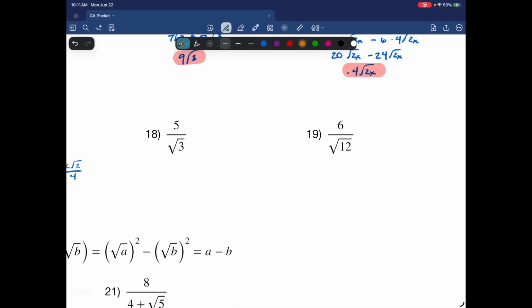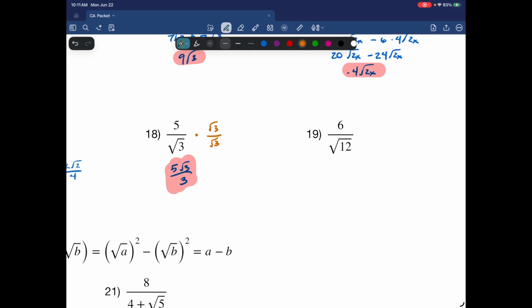On 18, I'm going to multiply by the square root of 3 on top and the bottom. And I'll do that because I'm essentially multiplying by 1. And when you multiply anything by 1, it's itself. So you got 5 square root of 3 over 3. And there's nothing left to do. You can't simplify that any further. So that's my answer. On 19, 12 is not a perfect square.